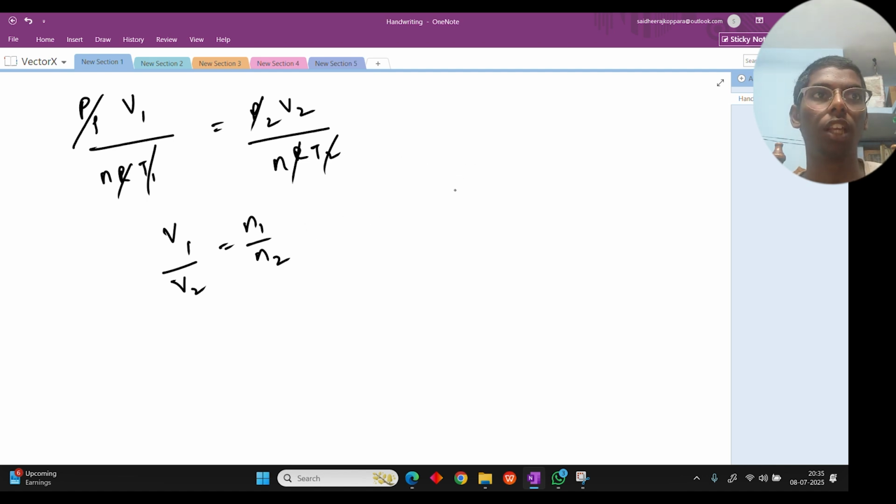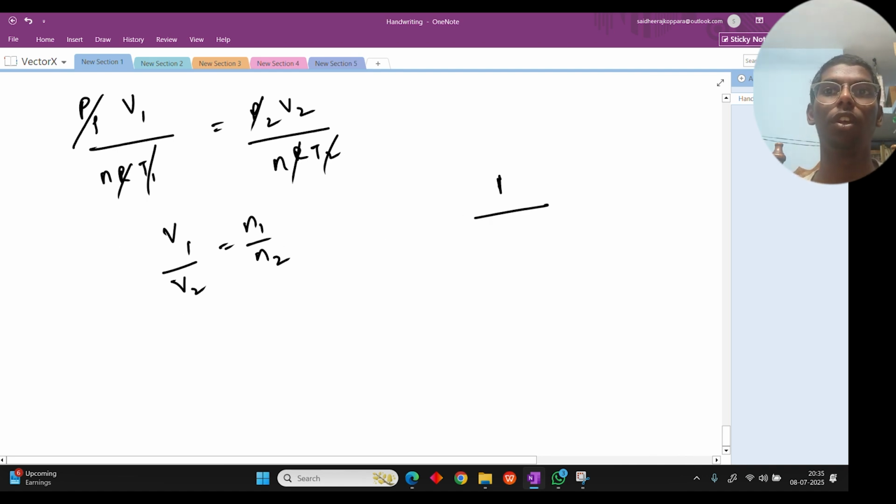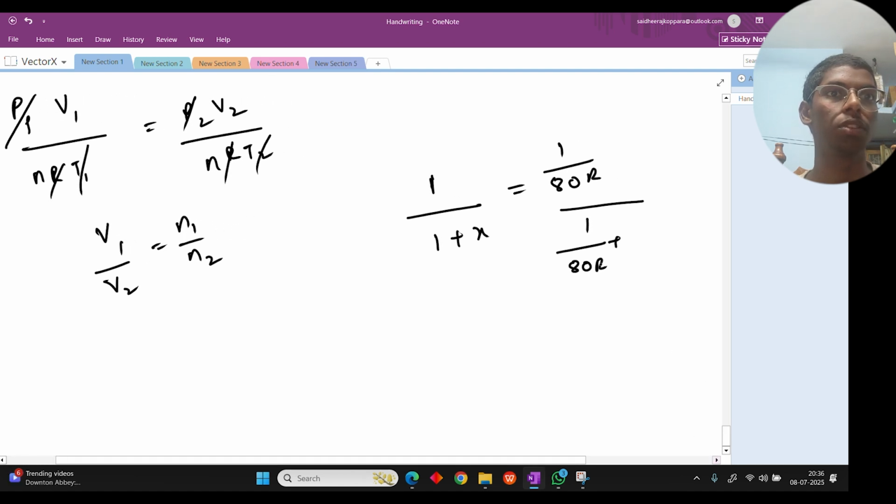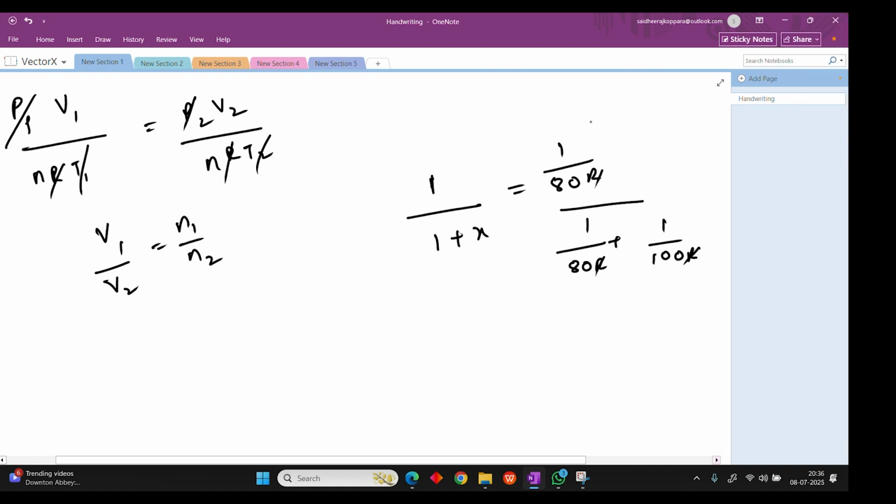What is V1? For compartment A, the volume is 1, and we are just looking at compartment A itself, because he asked us to calculate the volume in compartment A, right? So this will be 1 plus x, and initially it was 1 by 8R. Now the total moles will be 1 by 8R plus 1 by 100 R. This will be cancelled. Yeah, okay.